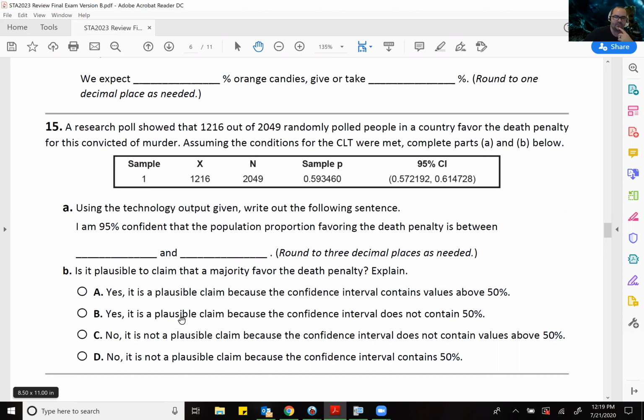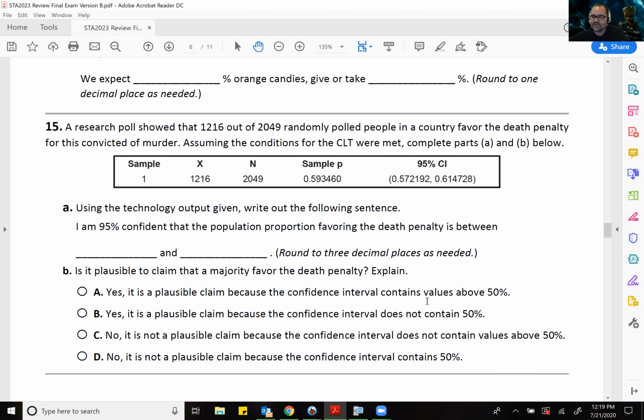Yes, it is plausible. It is a plausible claim because the confidence interval does not contain 50%. Well, even though this does not contain 50%, you still have majority in here. Okay? So the answer has to be A, because the confidence interval contains values all above 50%, which is a majority, as what we just talked about. So part B is A.